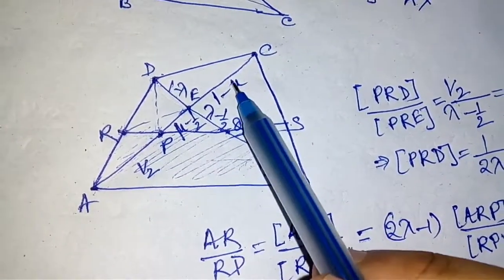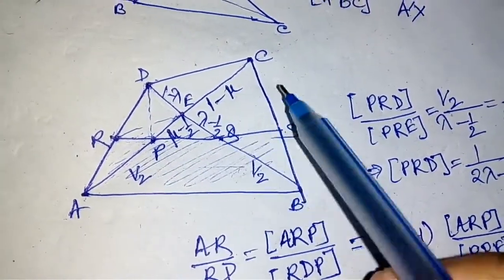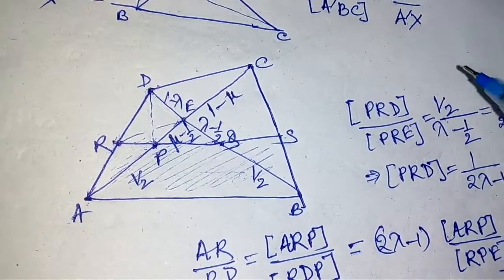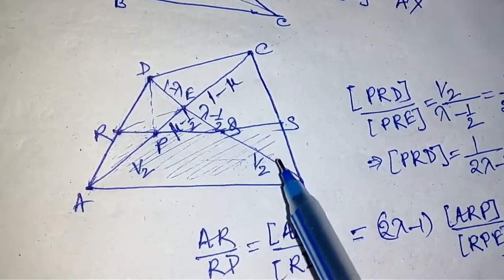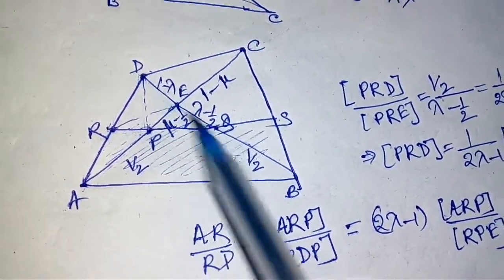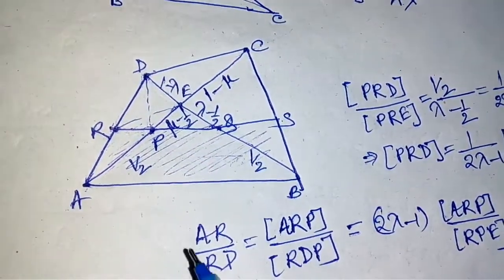See, I have only written some terms. If I multiply this with AC, then it will be more accurate, but I have written some terms because it is a matter of ratios, it does not matter. And then this one will be 1 minus mu, and this one will be half. Similarly, I have written lambda minus half into 1 minus lambda.